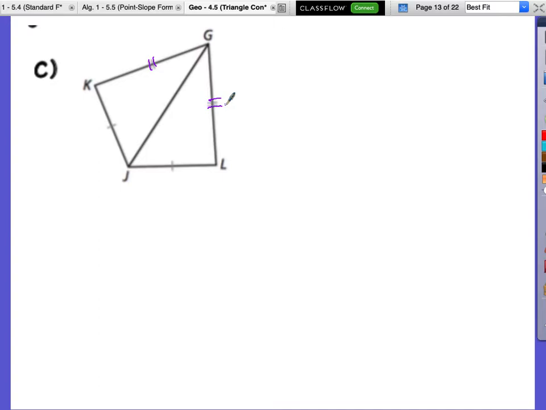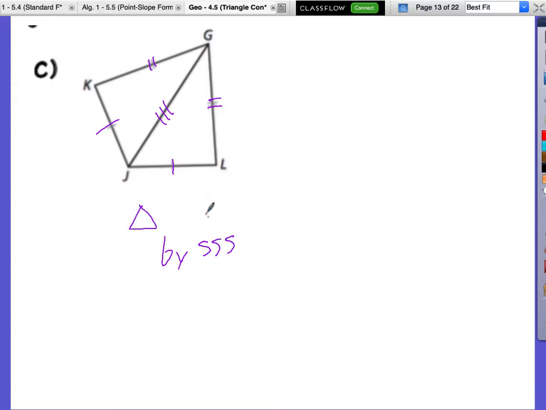Yeah, very good. So segment KG and segment GL are congruent. That's marked for us. Quentin, what's another thing we know? Side KJ is congruent to side LJ. Very good. Dominic. Side GJ is congruent to side GJ. So do we have all three sets of sides congruent? Is this enough to prove it congruent by side, side, side? Yeah.